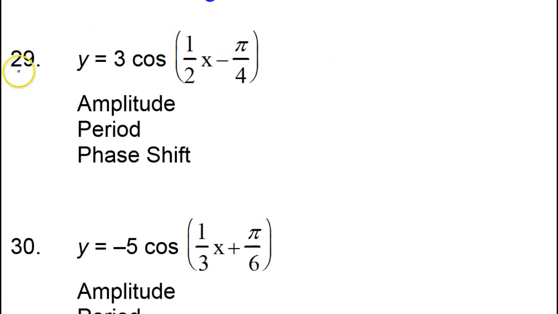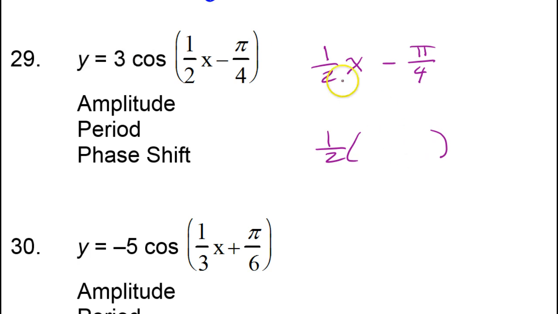And again, as we look at number 29, we have to be very careful. I see that we have a b value here, and then we have this number that's trying to be the phase shift. But guess what? Pi over 4 is not, I repeat, not the phase shift. The reason why, you have to factor the 1/2 outside of the parentheses before you read the phase shift. So look, if I have 1/2 x minus pi over 4, in order to read the phase shift, I need to pull this 1/2 outside of parentheses.